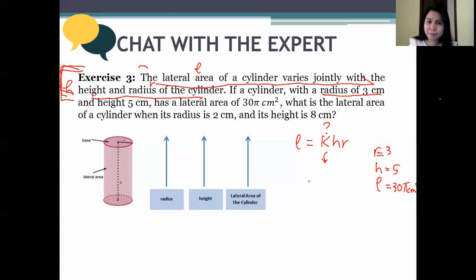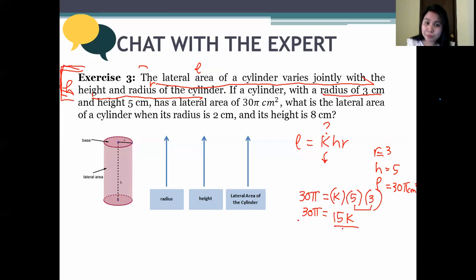So we say 3, what's our L? 30 pi cm squared. You can have that, or you can have 30 pi. Pi is a number, okay? Equals K times H, 5, times our R, 3. So 5 times 3 is 15 K, 30 pi.